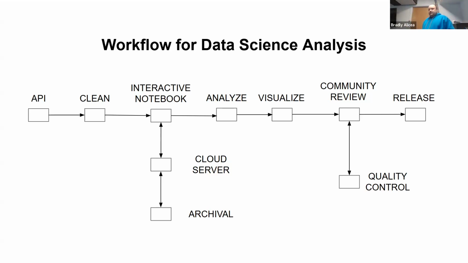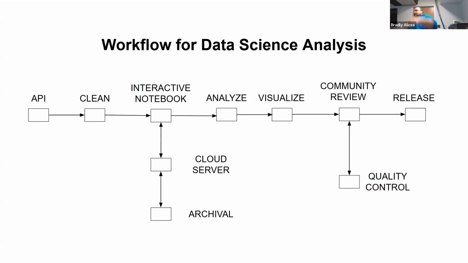So this is where we have an API, an application programming interface. We acquire the data, we clean the data, then we set up an interactive notebook. And that interactive notebook has things coming in perpendicular to that. So you have an archival step and a cloud server step. So you need to host the notebook somewhere. You need to maybe archive the notebook. So those are steps that intersect with this workflow.